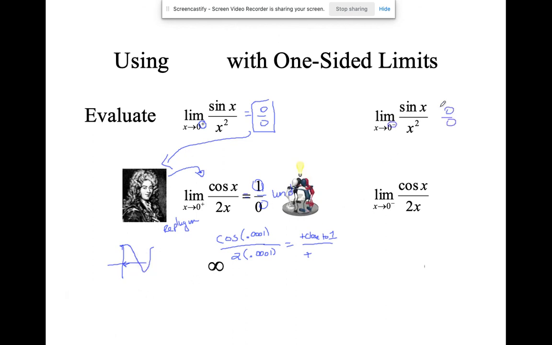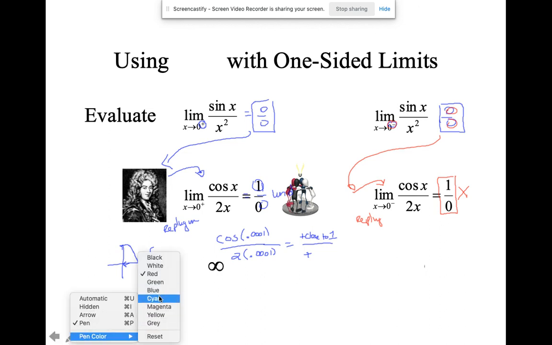I get 0 over 0, which means I'm going to bring Guillaume to the situation. Darn it. I got 0 over 0 from the left. Going to bring Guillaume to the situation. Took the derivative of the numerator and the denominator. Then I replugged in. I did not get, this is not indeterminate. So I have to think what's going on. Think.